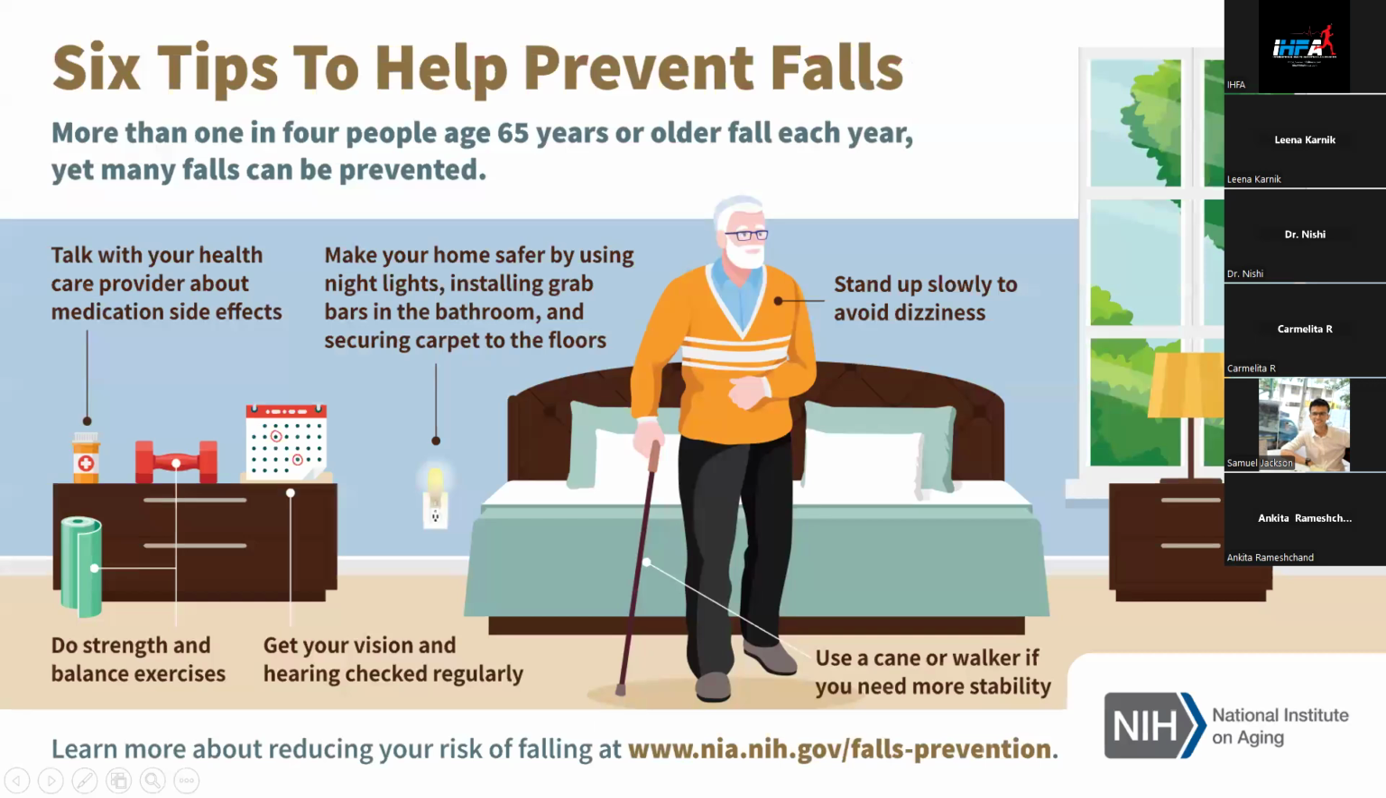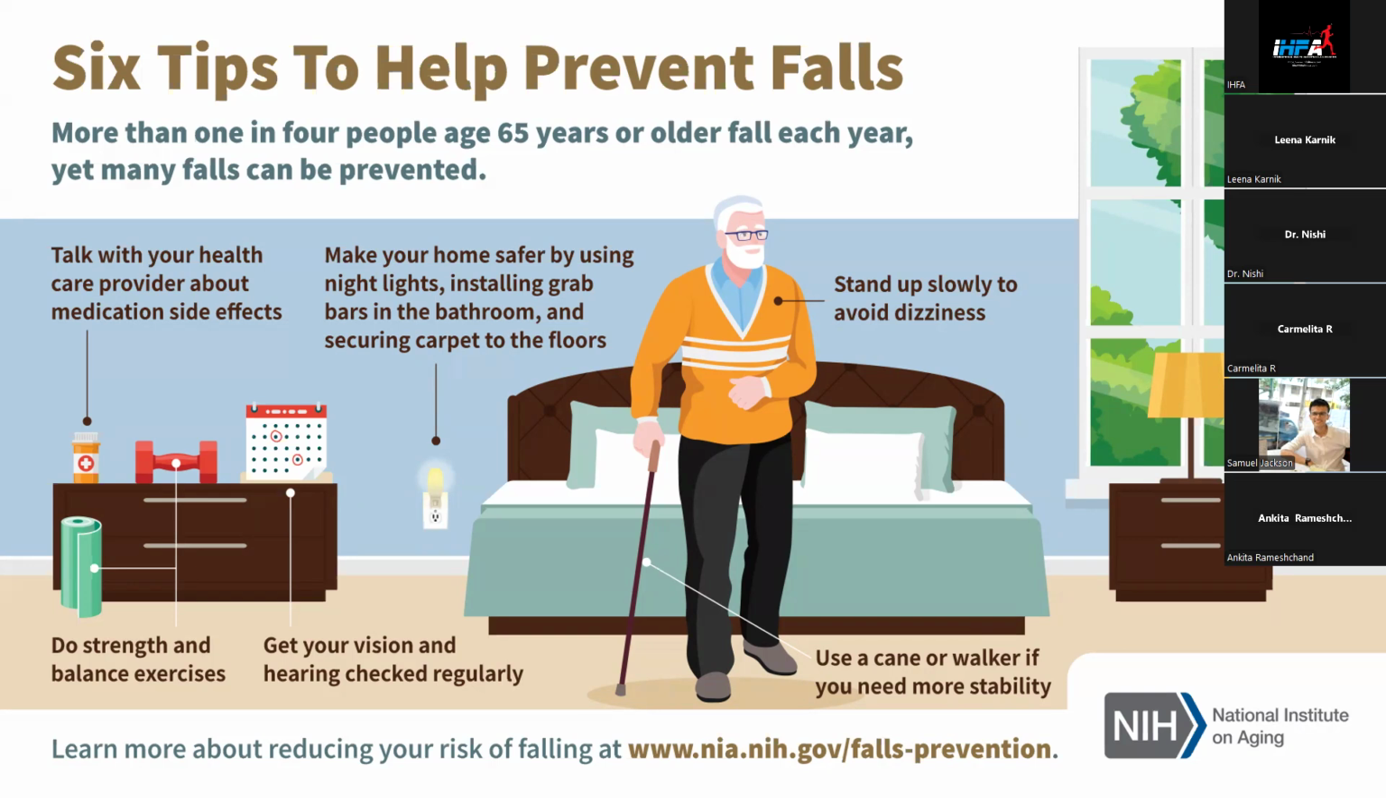So today, as we have mentioned, falls, balance, and the major reasons: sarcopenia, osteopenia, frailty. This picture I have taken from the National Institute on Aging, which comes under WHO. It's a very nice infographic with demographic information that tells about 6 tips on how to prevent falls. Specifically, talk to your healthcare providers to see whether you have any medication side effects. Second, do strength and balance exercises, which are a part of physical therapy and occupational therapy.